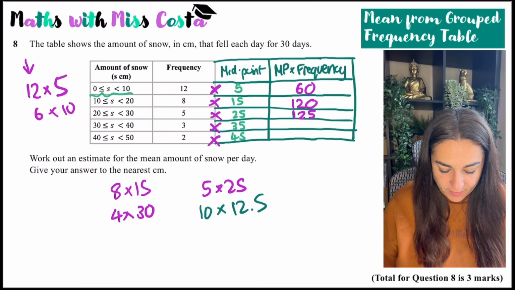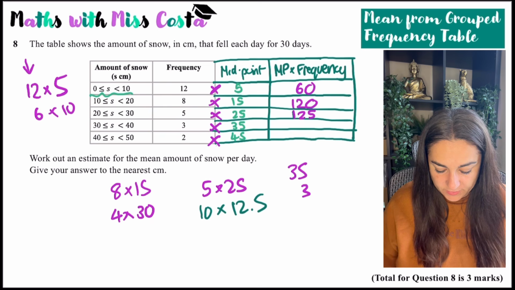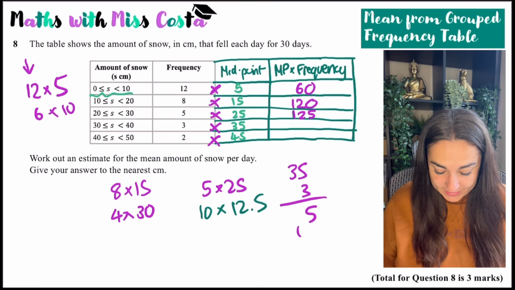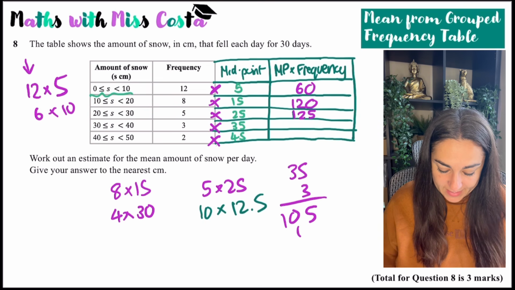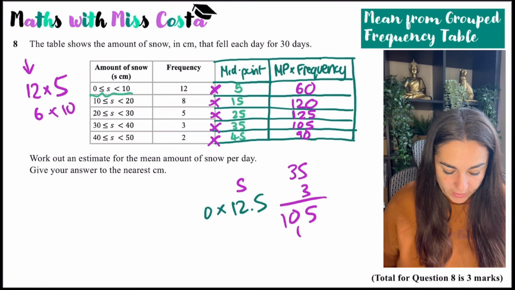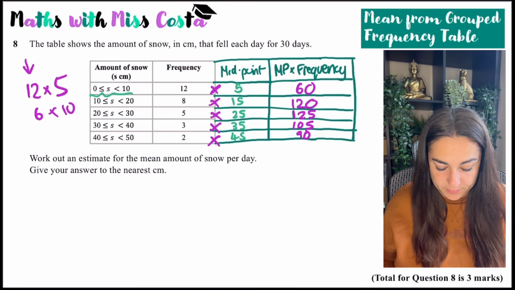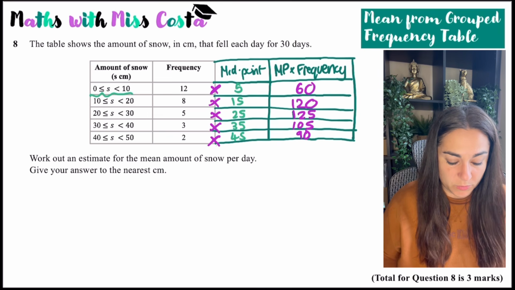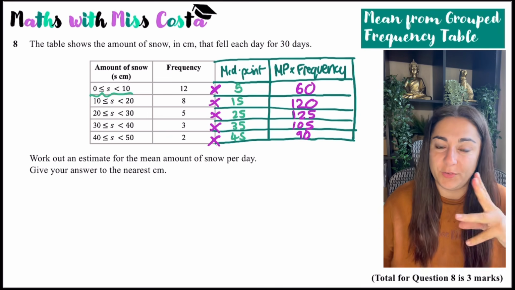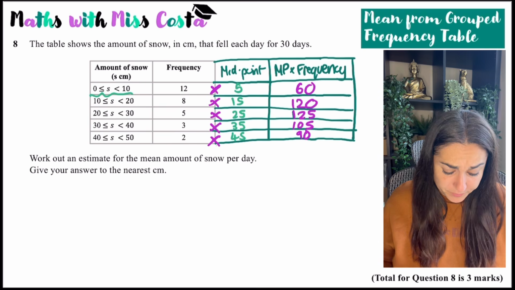3 times 35. We could just use the normal multiplication method. So 3 times 5 is 15. 3 times 3 is 9. Add the 1. So that would be 105. And then 2 times 45 is 90. So as you're going into the non-calculator paper, you definitely want to make sure that your multiplication is top notch, that you have lots of little tricks and you feel confident in whatever your method is.